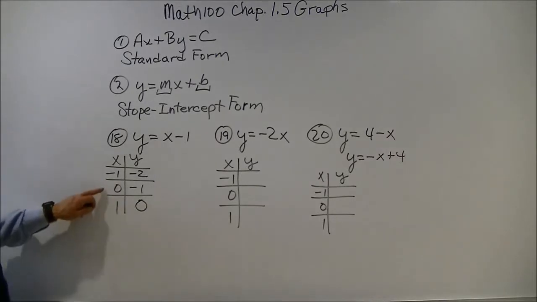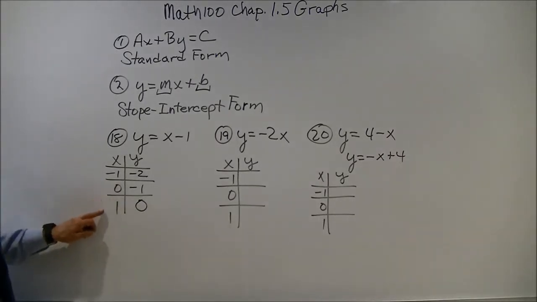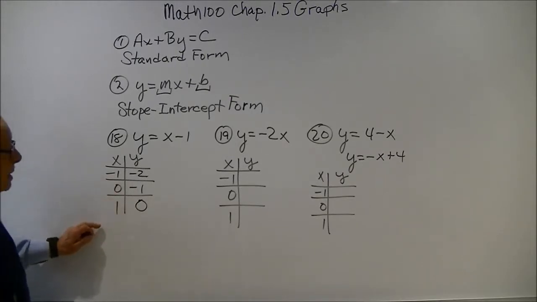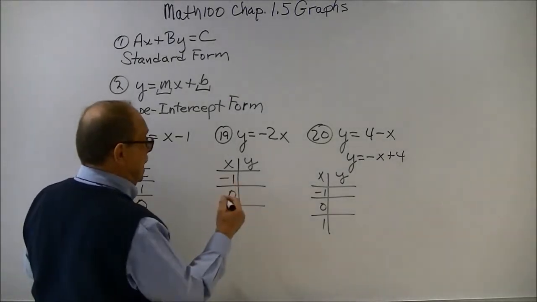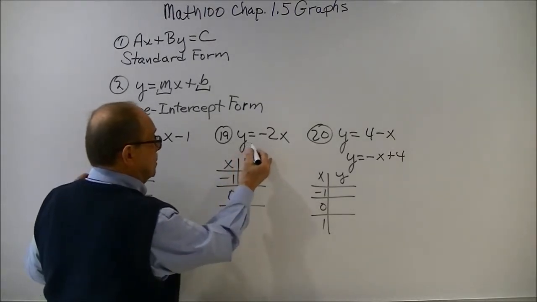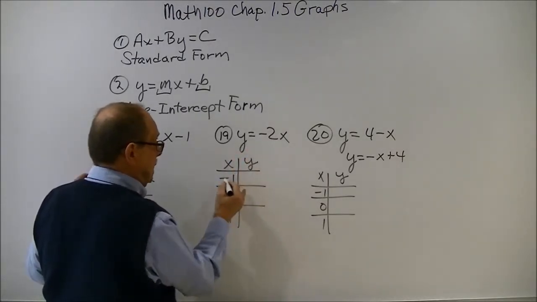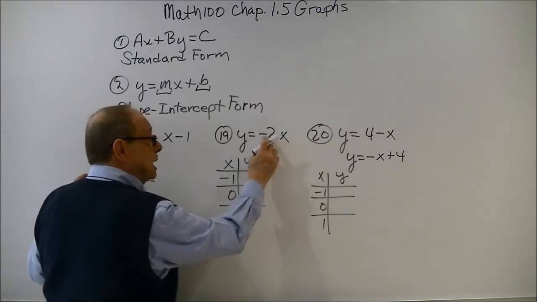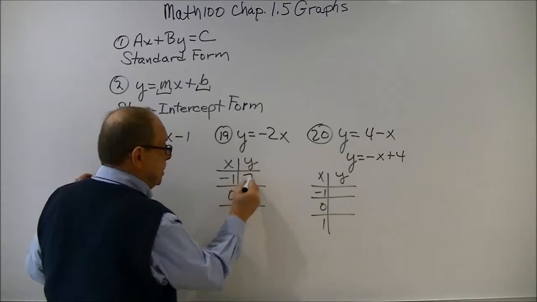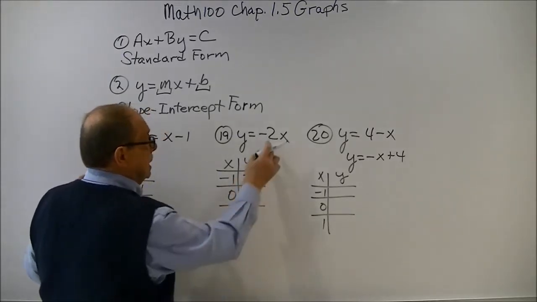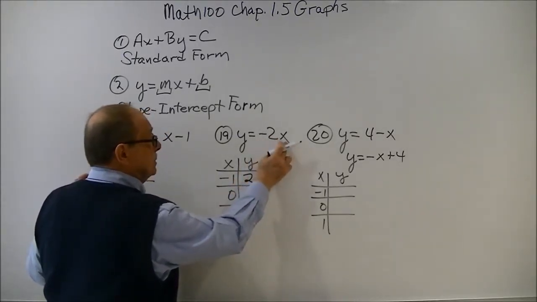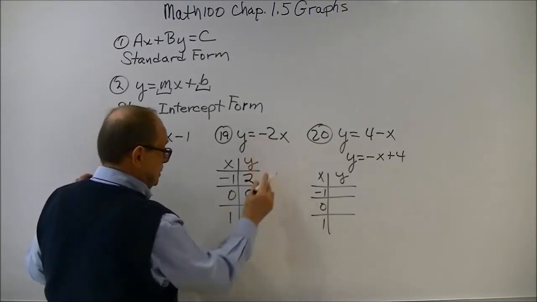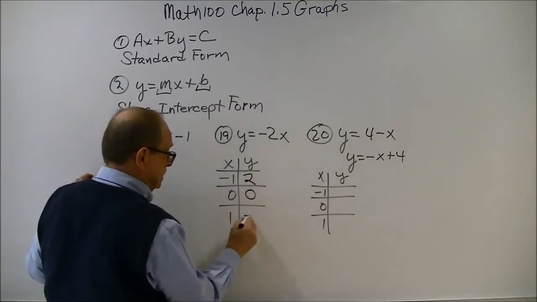Now notice we happen to have both the x and the y-intercepts here. This is the y-intercept, this is the x-intercept. All right, let's continue solving and then we'll graph. So for this one, if we put in x as -1, I have to watch it. -1 times -2 is +2. If x is 0, -2 times 0 is 0. And this is going to be 1 times that is -2.